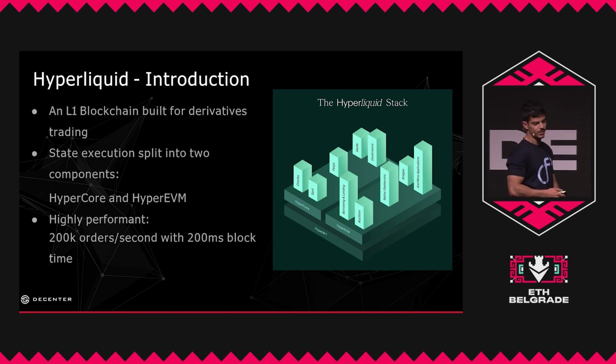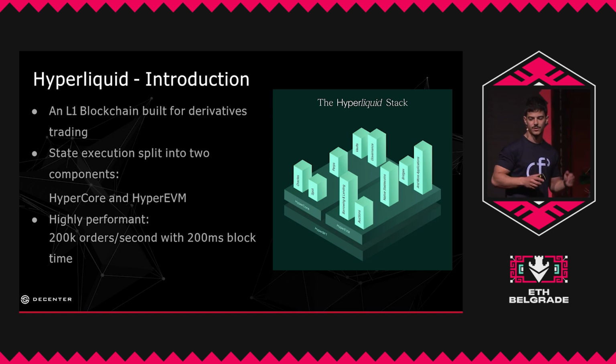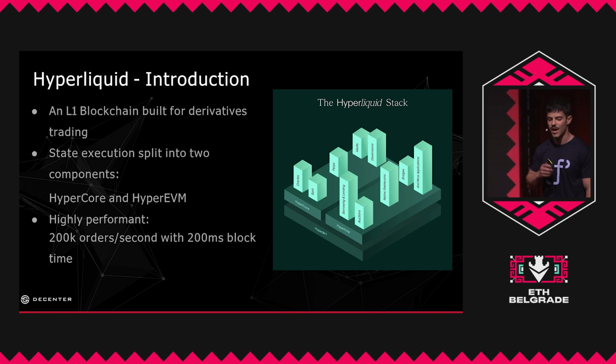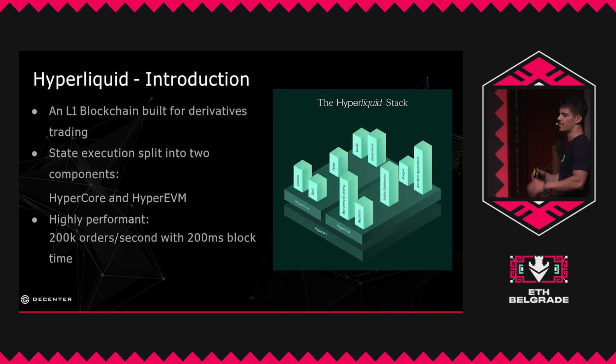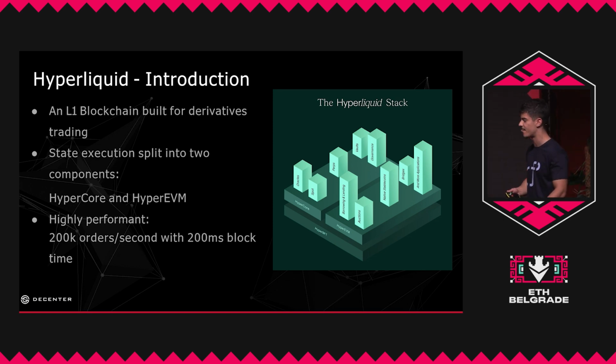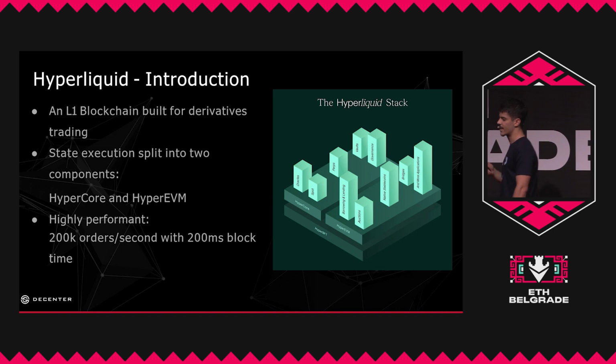Now, the second execution layer that, as I said, operates under the same consensus mechanism is the Hyper-EVM, and it has all the familiar things that all EVM systems have. You can deploy smart contracts, write them in Solidity, and so on.